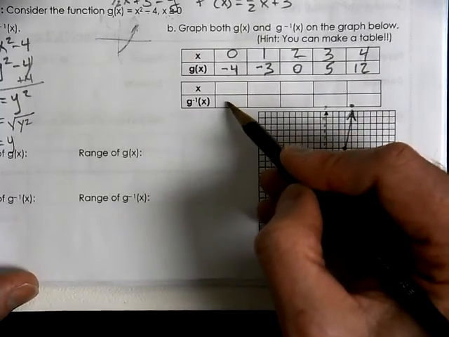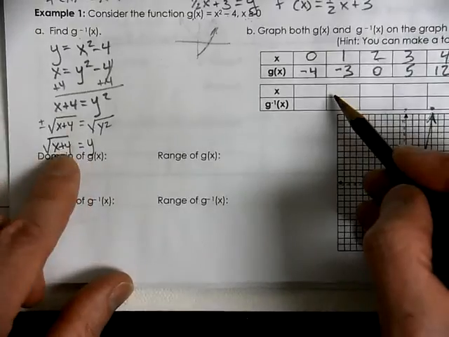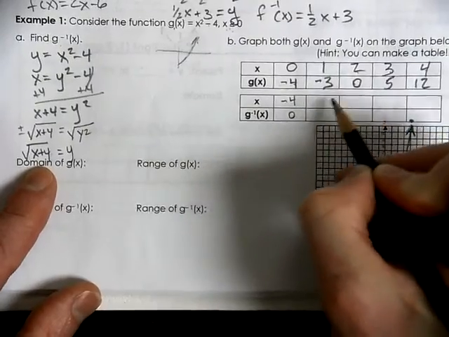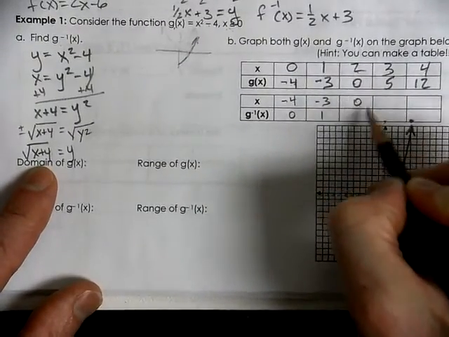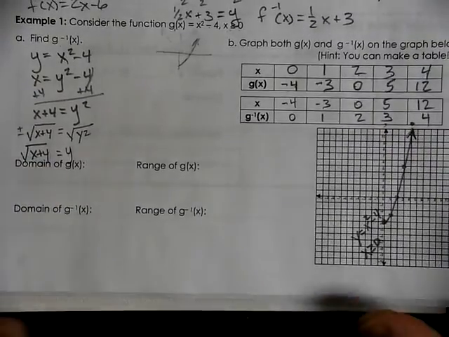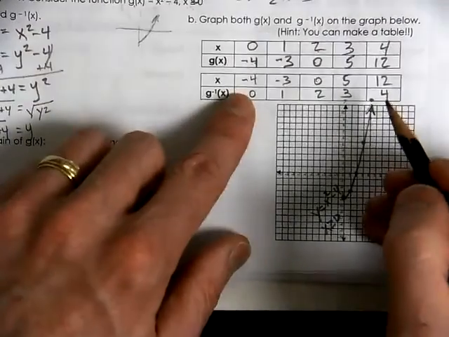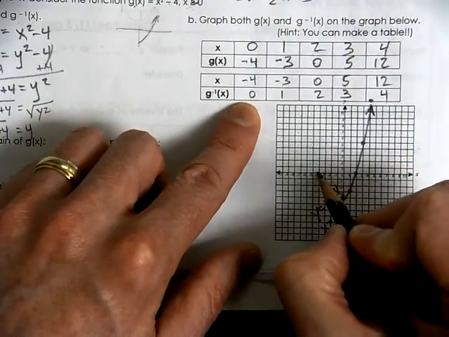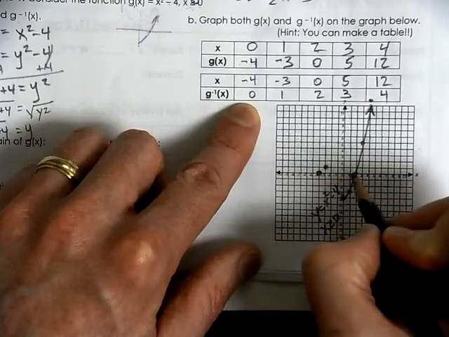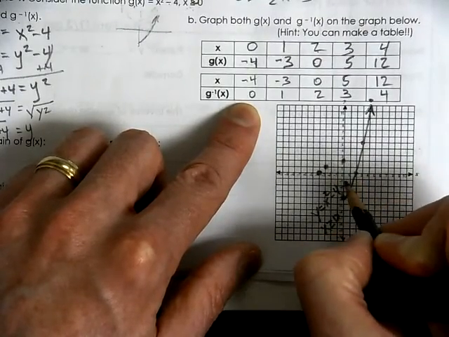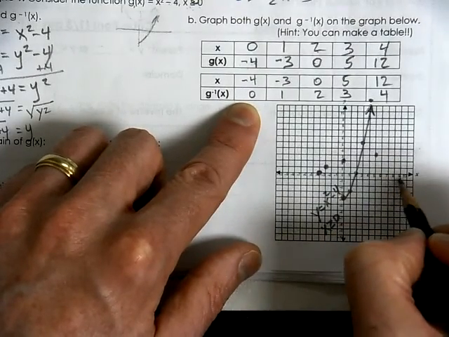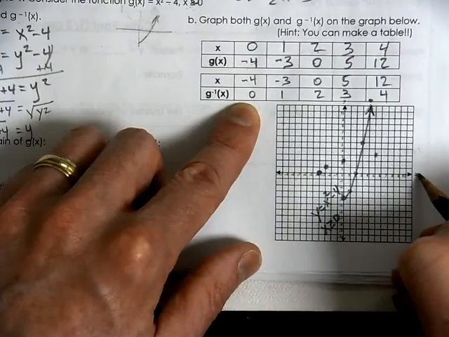So we can talk about picking values in here by what fits with our equation, or we can just take the original table and flip it upside down. Negative 4 is 0, negative 3, 1, 0, 2, 5, 3, 12, 4, if we're lucky enough to get that to fit. And we can plot those points. Negative 4, 0, negative 3, 1, 0, 2, 5, 3, and 12, 4.